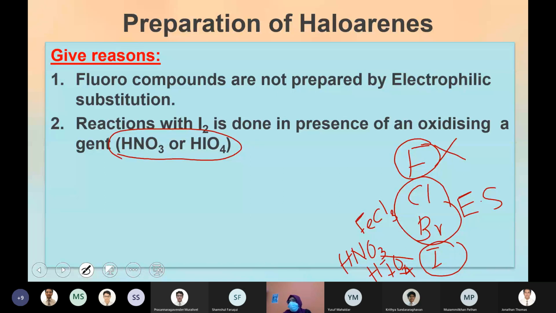Why is it not working well with fluorine? It's not possible for fluorine substitution. And for iodine, you need to use something strong, stronger than FeCl3. What will be the reason? Anybody? Taizir, what do you think?